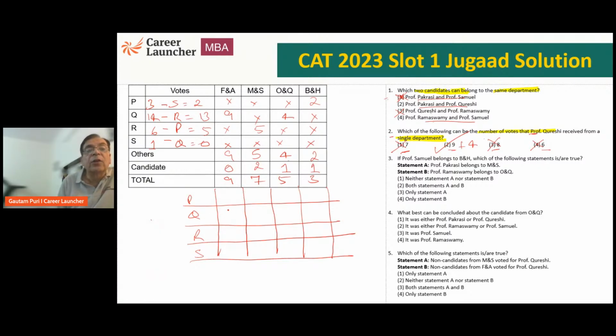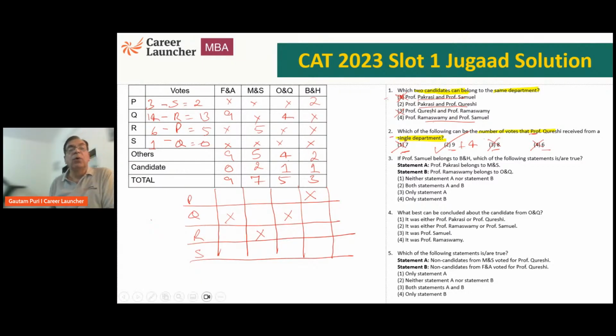So P and S cannot be, okay, before that, we'll come to that later. So P cannot be from BNH. P got votes from BNH, so P cannot be from BNH. Q got votes from FNA and OQ, so Q cannot be from FNA or OQ. R got votes from MS, so R cannot be from MS.